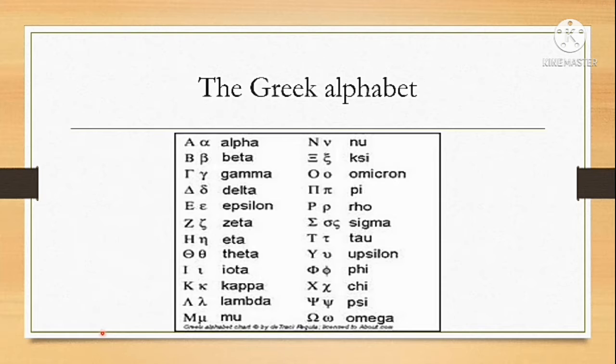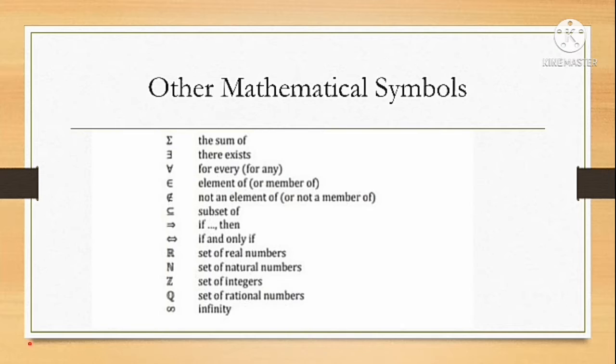The Greek alphabet. You will find that Greek letters are used in many calculations. For example, the Greek letter pi, written like this, is used to represent the number 3.14159 and so on. This number continues forever without repeating. Other mathematical symbols. Almost all mathematical statements, relations, and operations are expressed using mathematical symbols.